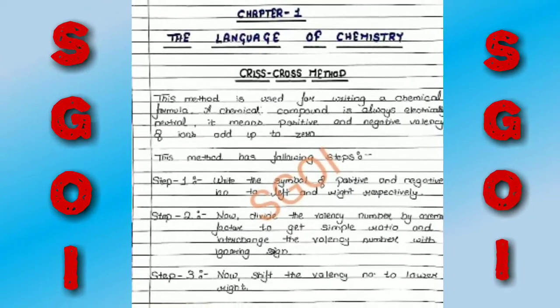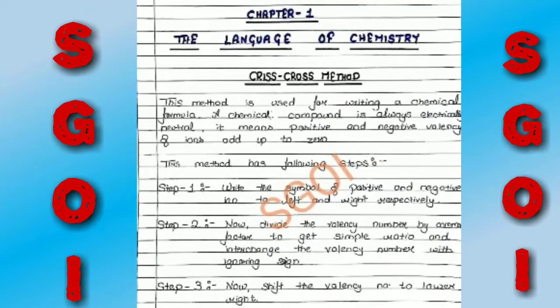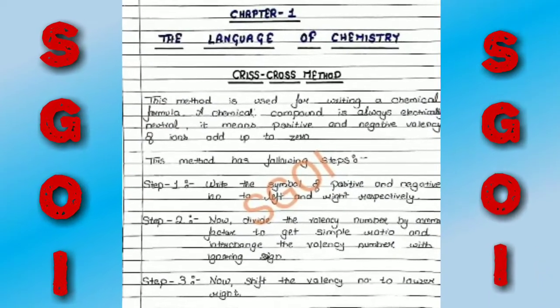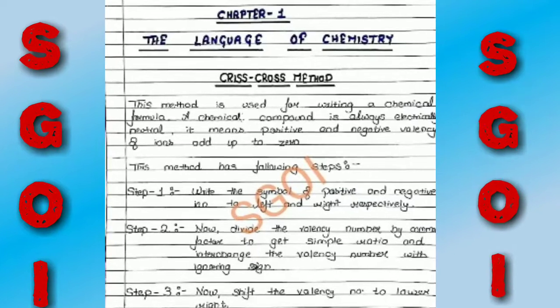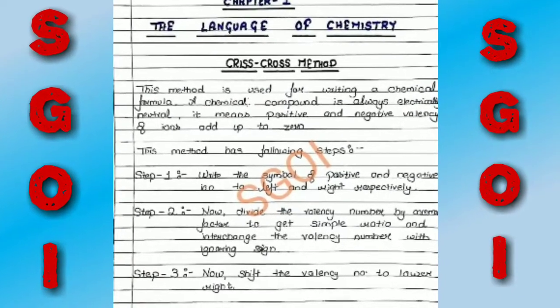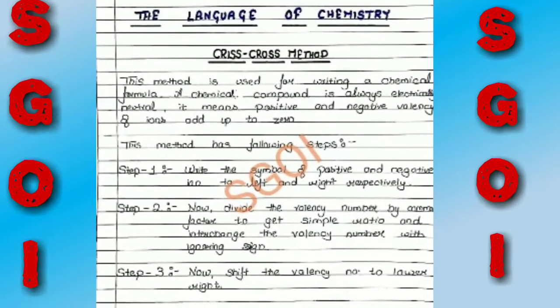Now in step 3, shift the valency number to the lower right and then make the chemical formula of the given compound.